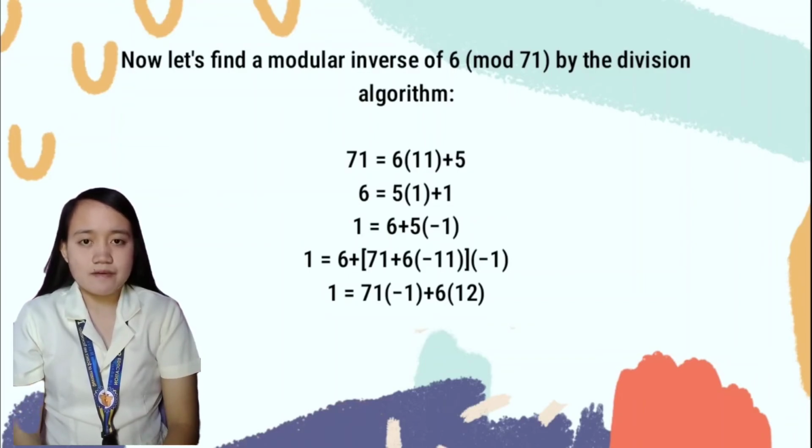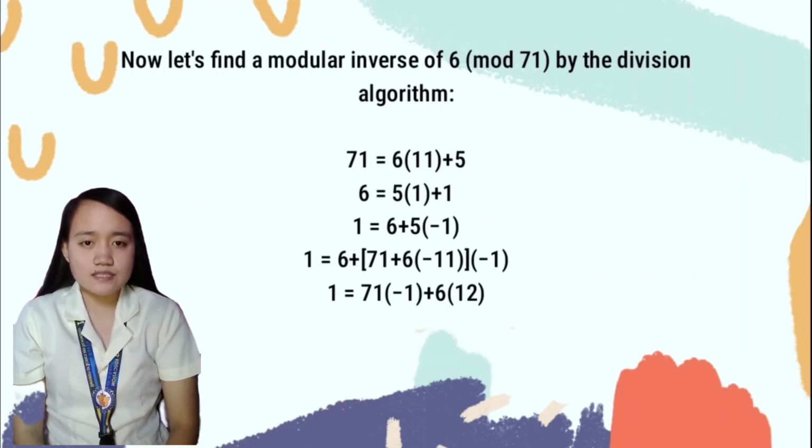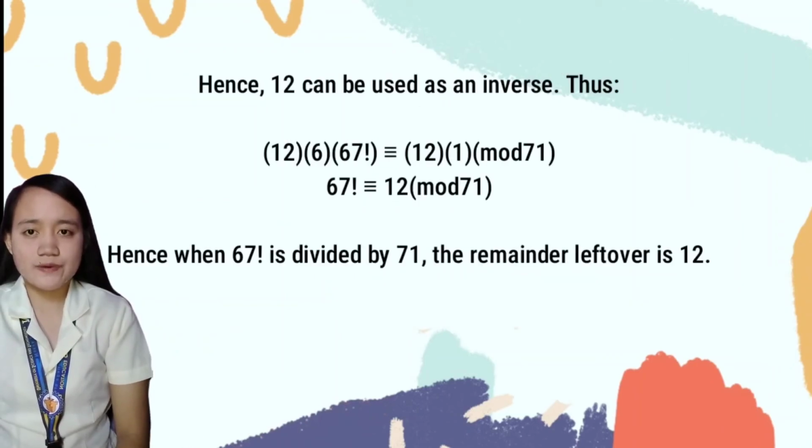6 times 11 plus 5 is equal to 71. 5 times 1 plus 1 is equal to 6. 6 plus 5 times -1 is 1. 6 plus 71 plus 6 times -11 times -1 is equal to 1. And 71 times -1 plus 6 times 12 is equal to 1. Hence, 12 can be used as an inverse.